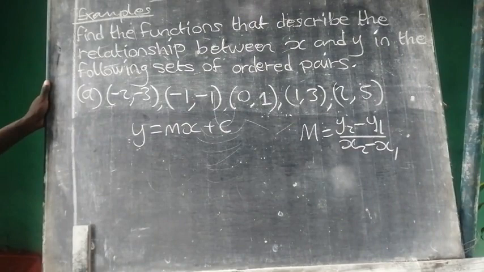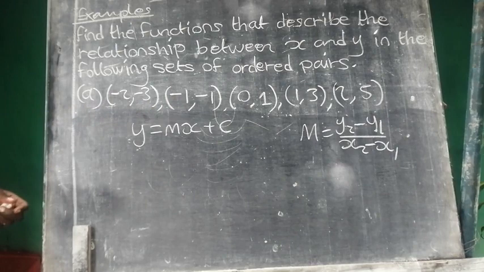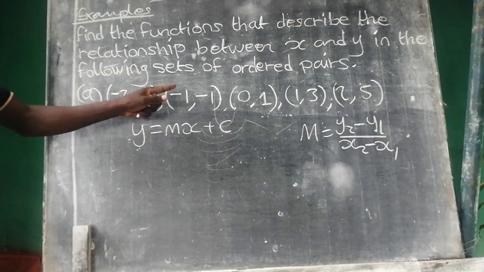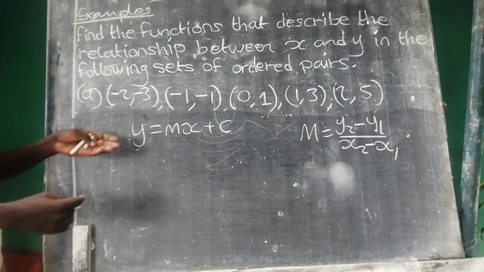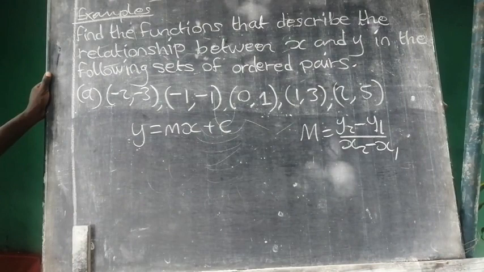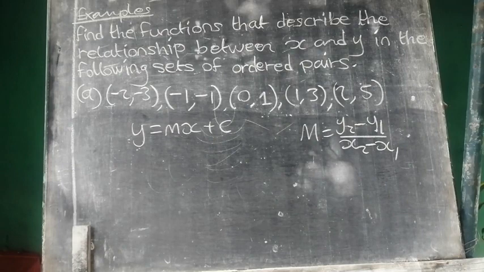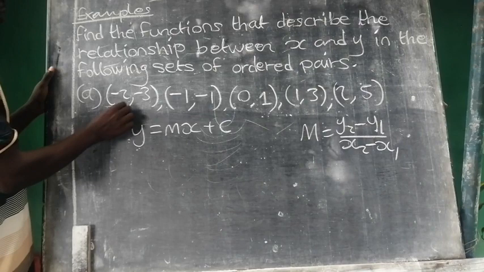Now we are required to pick at least two consecutive coordinates. If we consider the first two coordinates, then we shall label the first coordinate as x1, y1, the second coordinate as x2, y2. Or if you want, you can consider any of the coordinates you want, but they should be consecutive, which means they should be next to each other. So which one are we going to use, the first two or the last two coordinates? The first two. So we are going to label x1, y1, x2, y2.